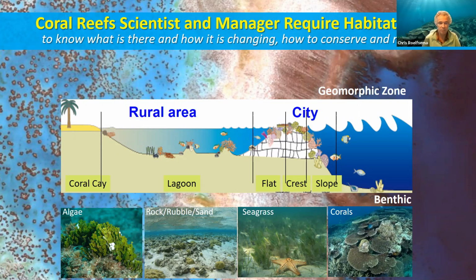You could say it simply as that the lagoonal areas may be more a rural area, where the crest and the slope is like your city, where most of the business is happening and lots of activity is. So knowing those two areas gives us a better understanding of how to monitor and conserve these regions.